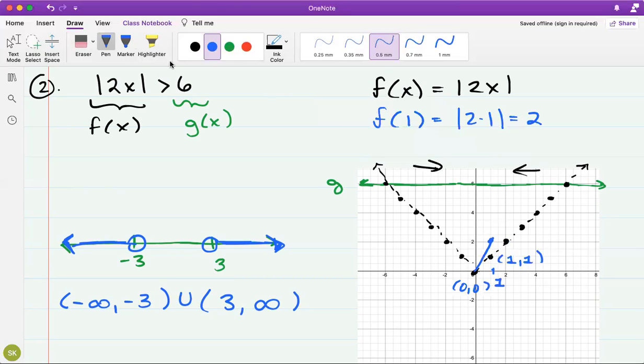Let's try this point here. This point is 2, 2. That's originally on the absolute value. And if you plug in 2 into the new function that we have, we're going to get 4. So 2 is now moved to 4.